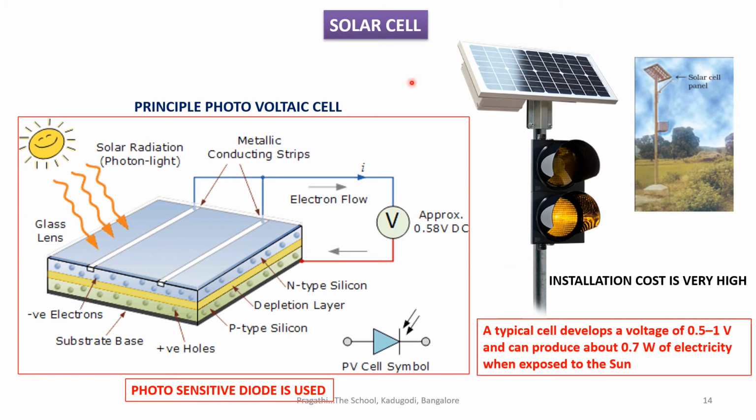Coming to the second thing, the solar cell. How does the solar cell work? A solar cell works on the basis of the photovoltaic cell. In the photovoltaic cell, you can see here, this is the photosensitive diode. Photosensitive diode means it will have a p junction and an n junction.